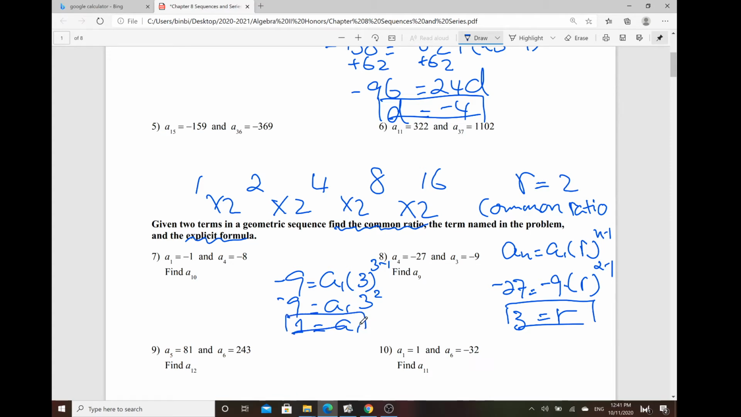So we found a sub 1, so we can rewrite the formula. A sub n equals 1 times the common ratio, 3 to the power of n minus 1. And for those who might be wondering, can I simplify it a little bit? Yes, certainly you can. This is considered 1 times 3 to the power of n divided by 3, because n minus 1 means it's 3 to the power of n divided by 3 to the first power. So another way you can rewrite it is 1/3 times 3 to the power of n.